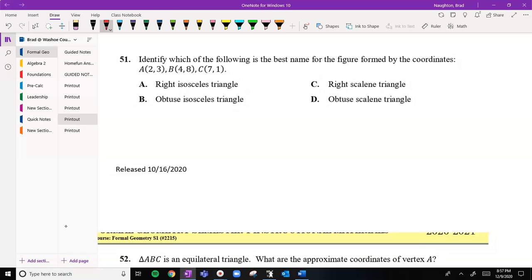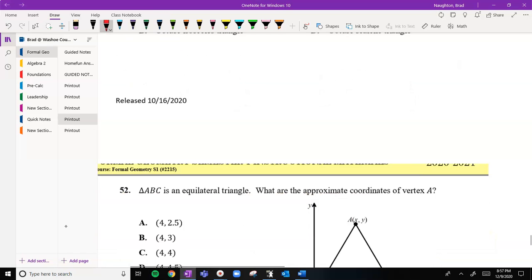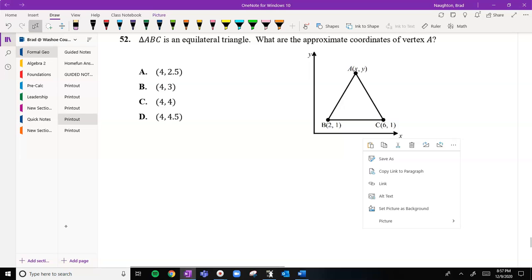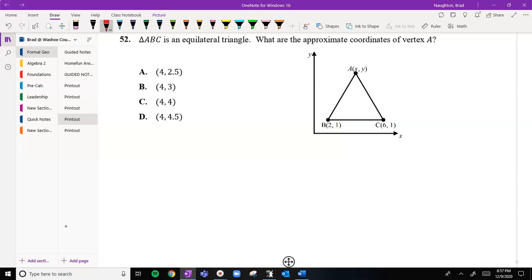And that's why this is going to be right isosceles. All right, last but not least, it says it's an equilateral triangle, and we have to find what this point is. And it looks like we don't have enough information to do that, but we actually do. And that is because since this is equilateral, all those sides are the same.